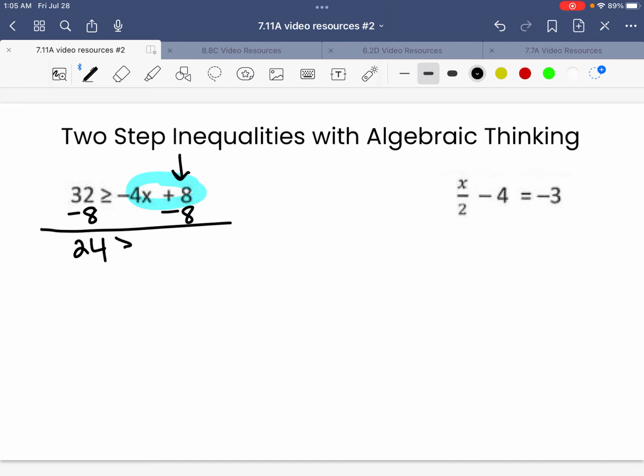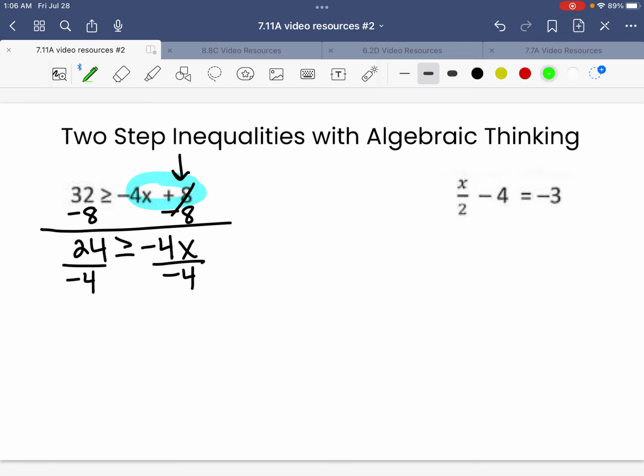So 24 is greater than or equal to negative 4 times x. And this positive 8 and negative 8 has made a zero pair, so I don't need to rewrite it. So now I have 24 is greater than or equal to negative 4 times x. My last inverse operation is the opposite of what's actually happening to x at the moment. x is being multiplied by negative 4, so the inverse operation would be to divide both sides by negative 4.